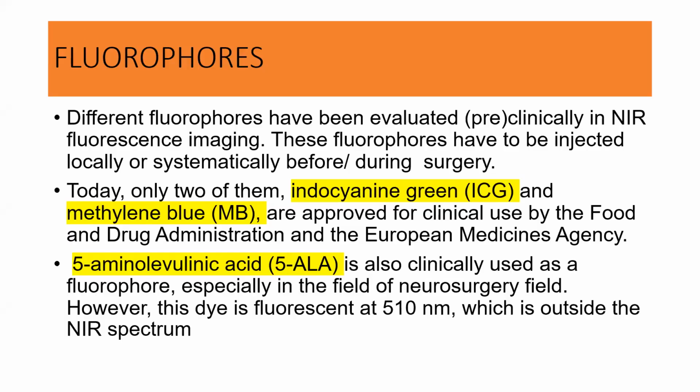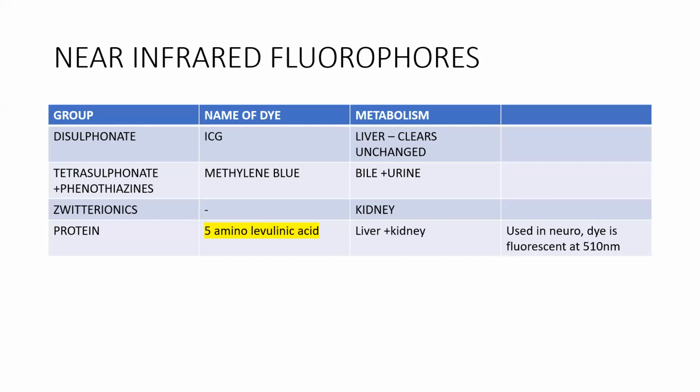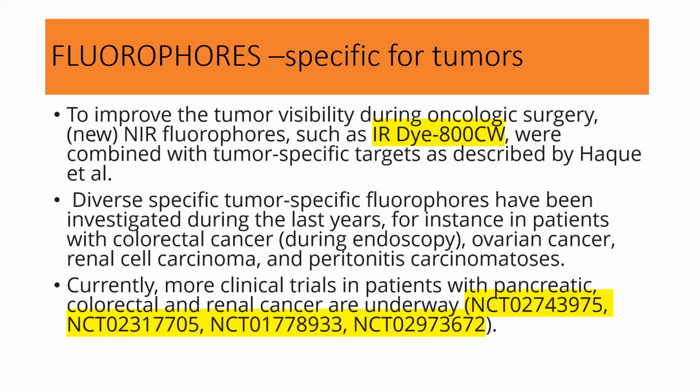So what is this ICG? Why is it fluorescent in infrared imaging? This type of material or chemical is called a fluorophore. ICG is not the only chemical which is illuminant in infrared imaging. Depending on the indication, 5-ALA can be used in neurosurgery instead of ICG. And there are many other fluorophores coming up. Methylene blue is one. Then Zitronics, used for the kidney. Then there are certain chemicals which are not yet named, such as IR dye 800 CW.